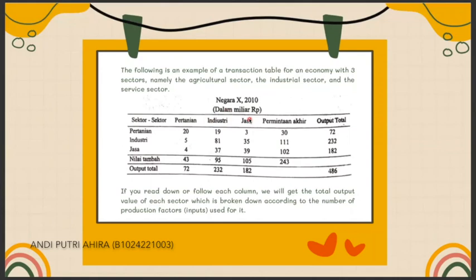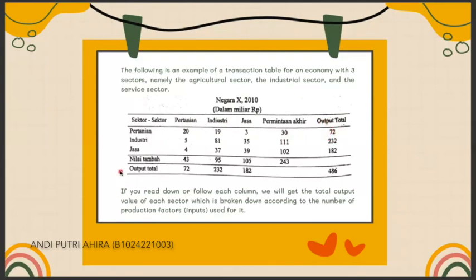Now, remember the equation to get the total output, which is x11 plus x12 plus x13, and so on, plus f1 equals x1. So to get the total output, for example, to get 72, we have to compute all the sectors, including the final demand. So 20 plus 19 plus 3 plus 30 equals 72. So that's how we got the total output.